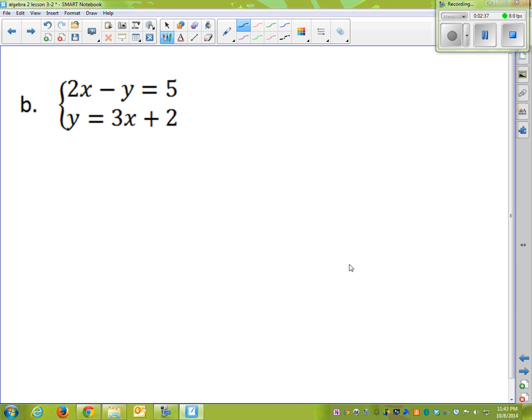Go ahead and give letter B a try. Substitute the y, which is that 3x plus 2. Substitute it into the top equation. Push pause while you do your work, and then when you're ready, resume play to check your answer.